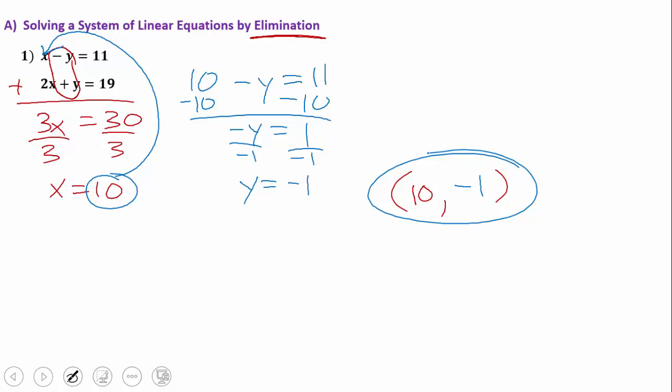I can verify that if I want to. We could spend the time plugging 10 and negative 1 into each equation and making sure that those equations are true. And I guarantee you they will be.